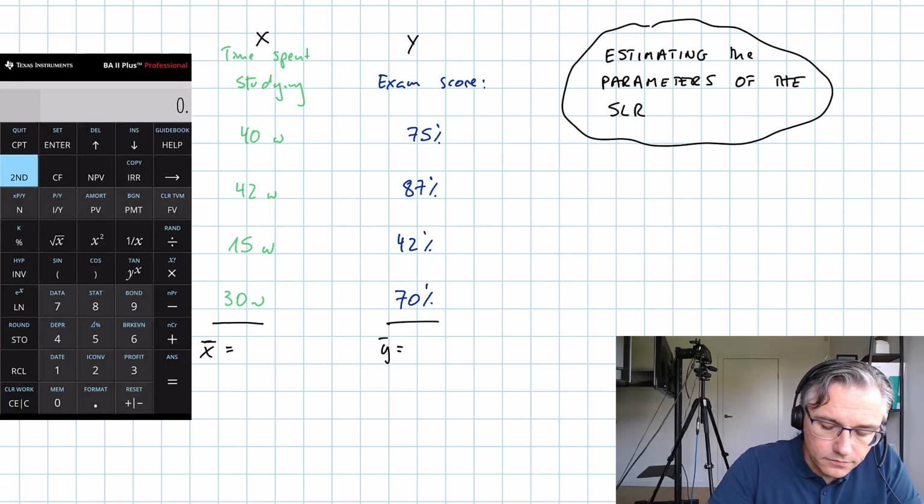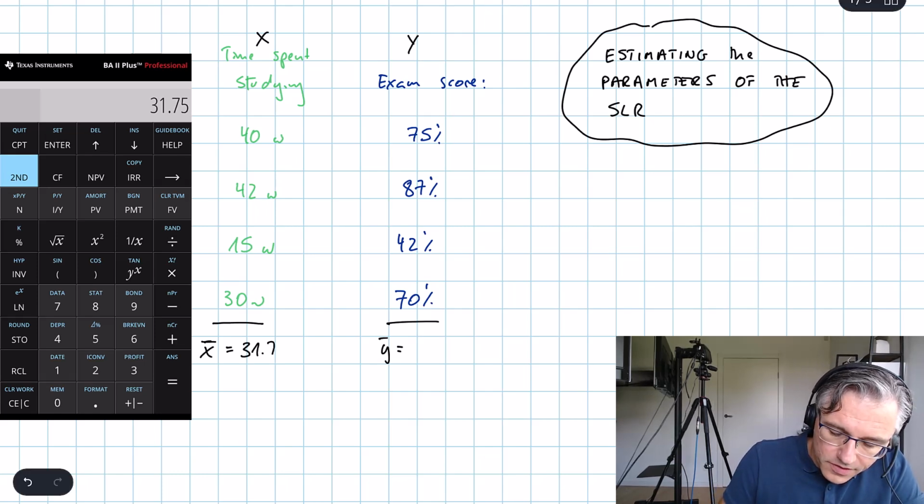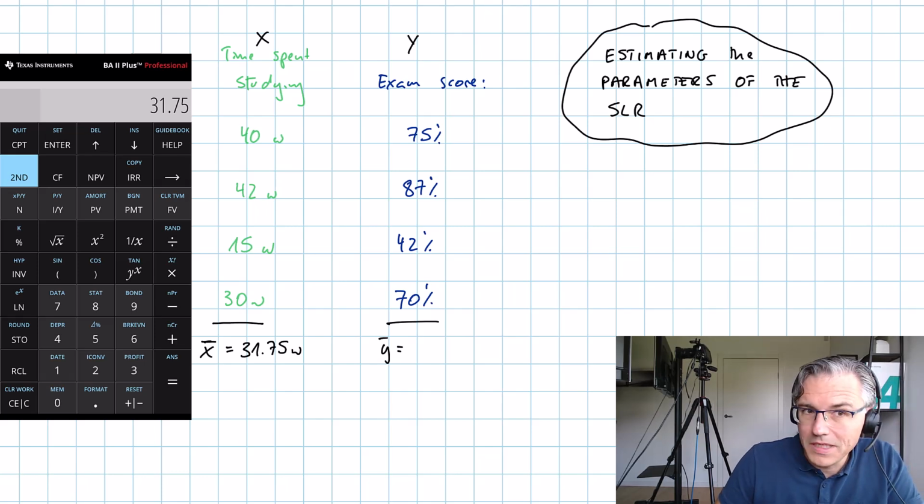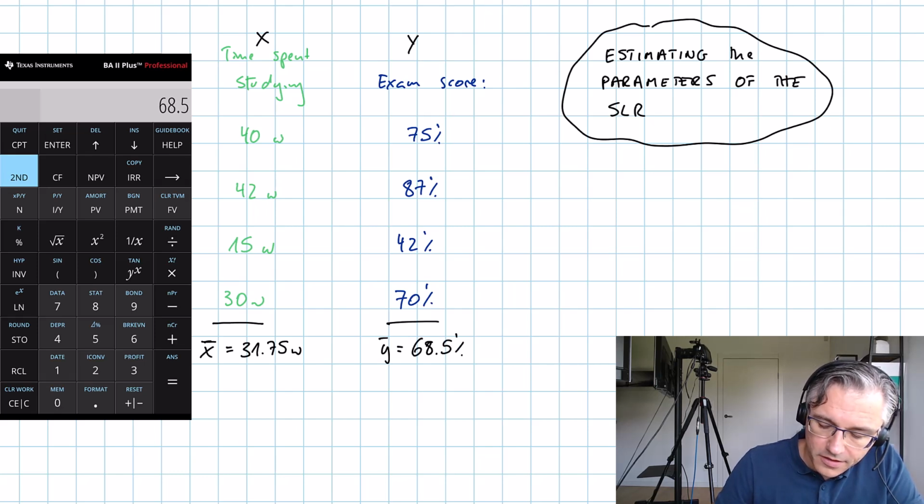Okay, let's start with the time spent studying. 40 plus 42 plus 15 plus 30 divided by 4. Okay, 31.75 weeks is the mean time spent studying. In weeks, 75 plus 87 plus 42 plus 70 divided by 4. 68.5% would be the mean score achieved.